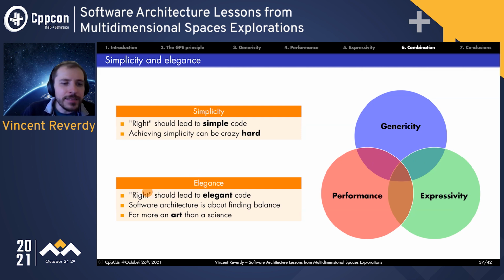And in terms of elegance, it means that users should be able to find that the code they are writing is clear and everything fits together in a perfect way. And in that regard, software architecture is far more about finding the right balance. It's far more like an art than a science.